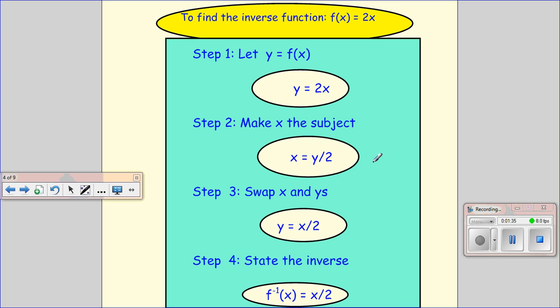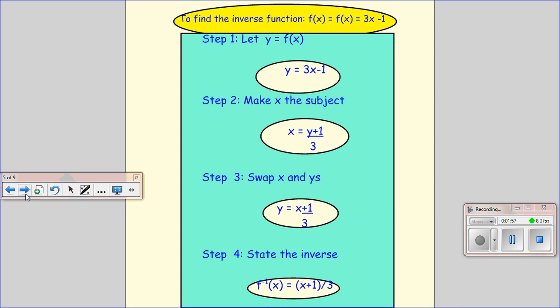Then you rearrange it to make x the subject of the equation. So here we just need to divide by 2. Then we swap our x's and y's, so we let that x become y and that y become x, and then we state it in terms of the inverse notation. So the inverse function of x is x over 2.